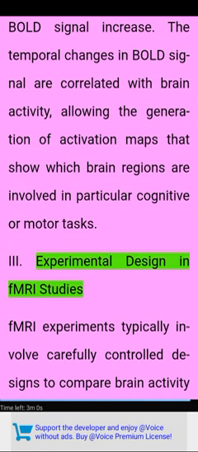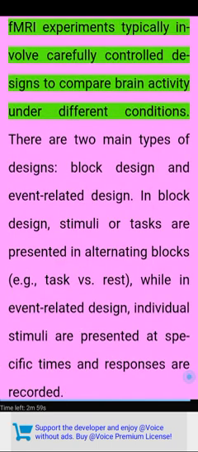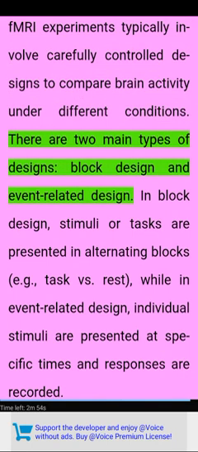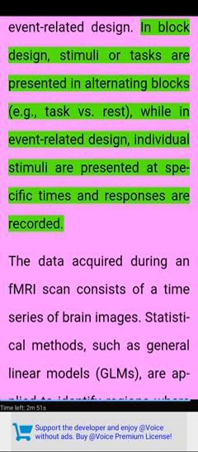3. Experimental design in fMRI studies. fMRI experiments typically involve carefully controlled designs to compare brain activity under different conditions. There are two main types of designs: block design and event-related design. In block design, stimuli or tasks are presented in alternating blocks, e.g., task versus rest, while in event-related design, individual stimuli are presented at specific times and responses are recorded.